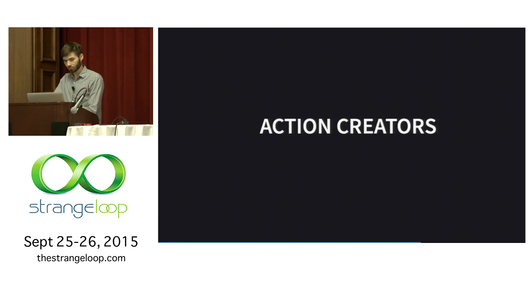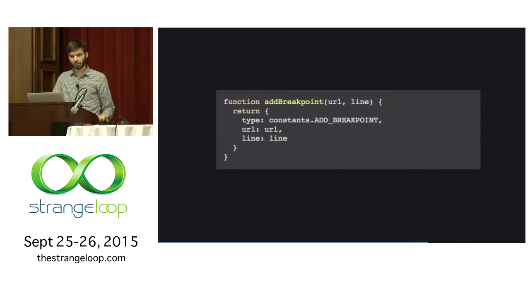Okay, so let's talk about action creators a little bit. This is an action creator. It's just a function that returns an action. And when you hook things up, this is bound to a dispatcher, so when you call it, it's actually automatically dispatched. But when you want to test stuff, you want to keep these as just pure functions, right?